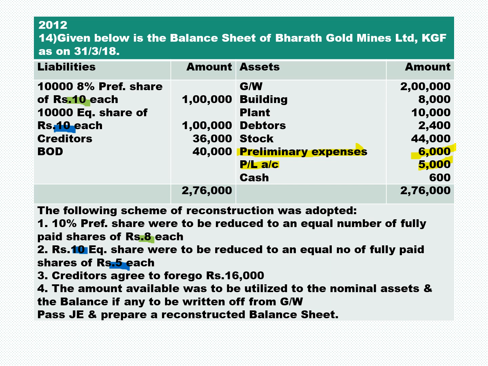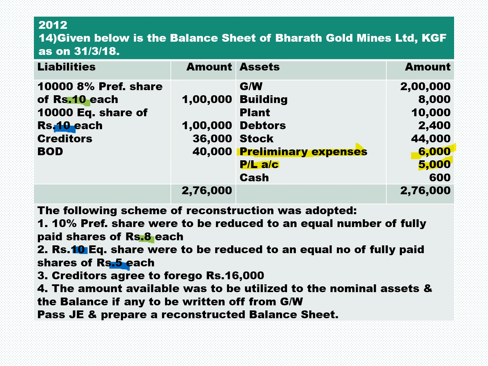Next we have creditors agreed to forego 16,000. They reduce the debts by 16,000. So they reduce the creditor amount by 16,000. So therefore it is capital reduction.